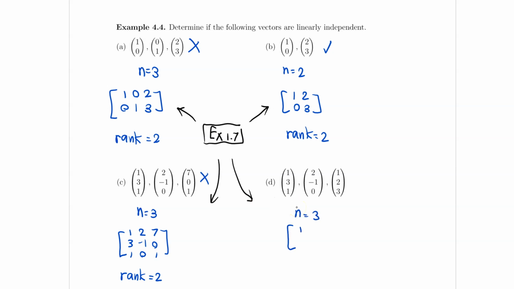But for the next one, I have 3 vectors. And the rank of the matrix that I get by putting all these vectors together, 1, 2, 3 here, the rank of this guy is indeed equal to 3. And because the rank is equal to n, which is the number of vectors, I can conclude then that these 3 guys are linearly independent.